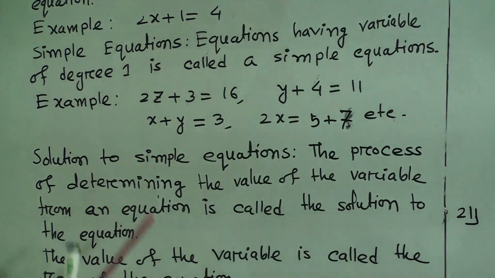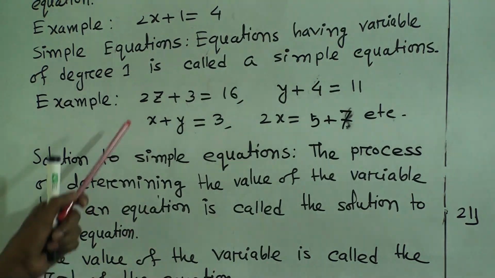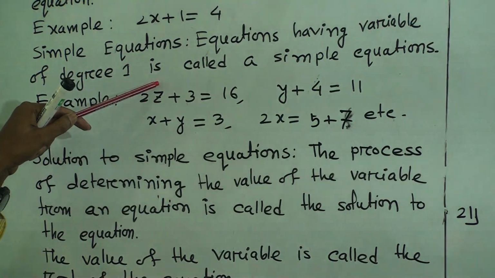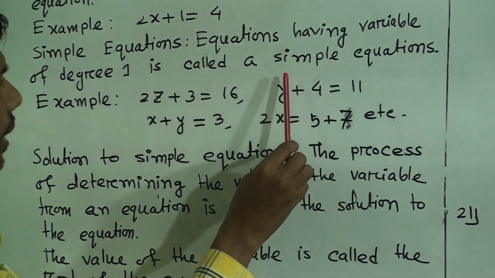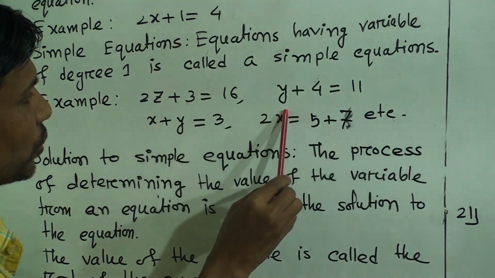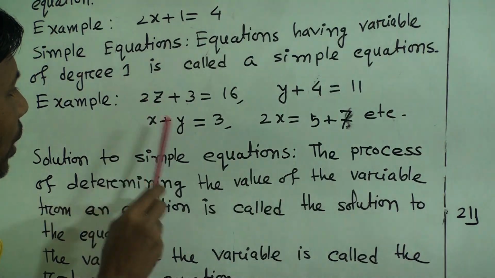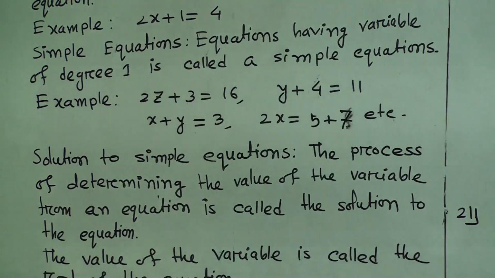But the degree is 1, that means power 1. Here in 2z the power is 1, in y the power is 1, in 2x the power is 1, x power is 1, y power is 1. So this is called a simple equation. Mind it, simple equations mean equations having a variable of degree 1.